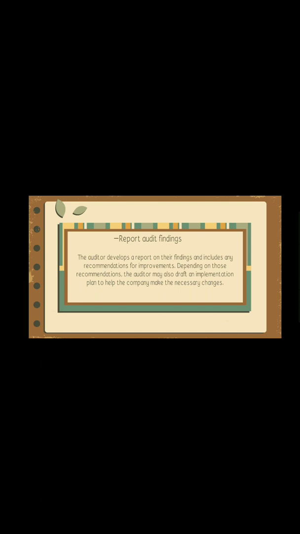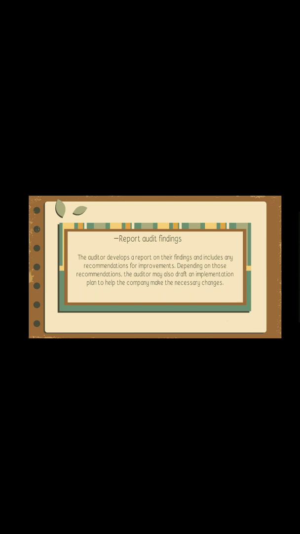So next is report audit findings. The auditor develops a report on their findings and includes any recommendations for improvements. Depending on those recommendations, the auditor may also draft an implementation plan to help the company make the necessary changes. They discuss these recommendations with relevant managers, ensuring that the management team understands the findings and solutions. The management may agree to follow all the suggestions or discuss why some changes may not be feasible.